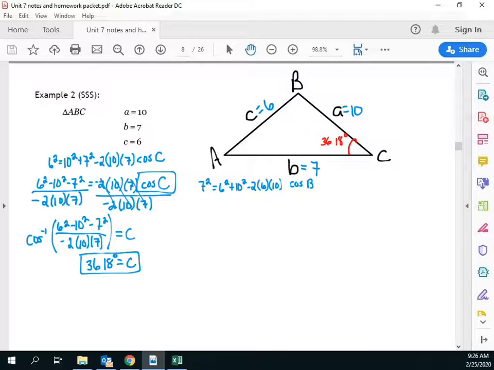So we go through our steps again, what we've always done: move over our positive numbers, and then divide by what's in front of the cosine. At this point, you're left with cosine of B. In order to figure out any angle, you take the inverse of it.